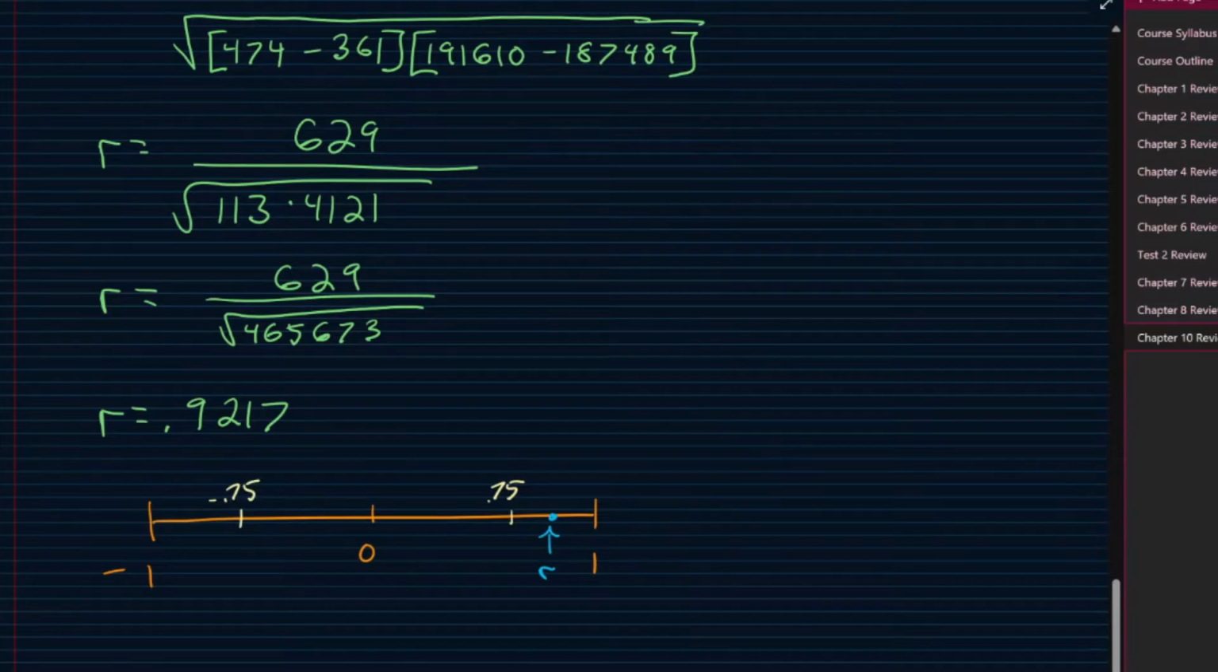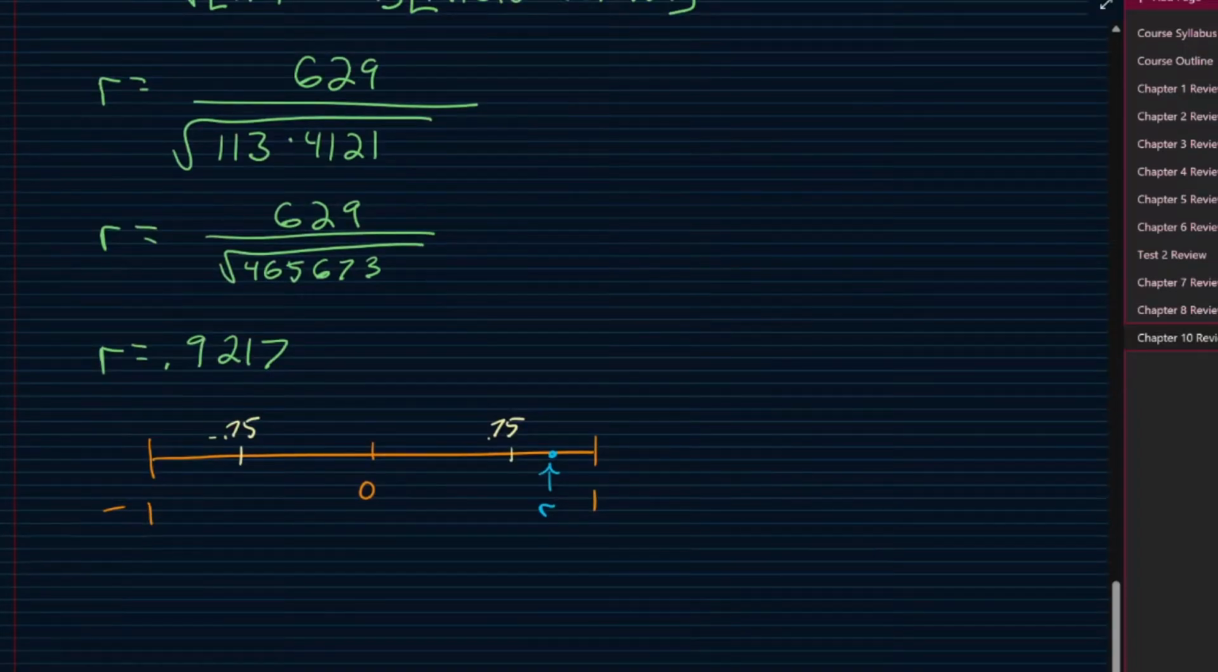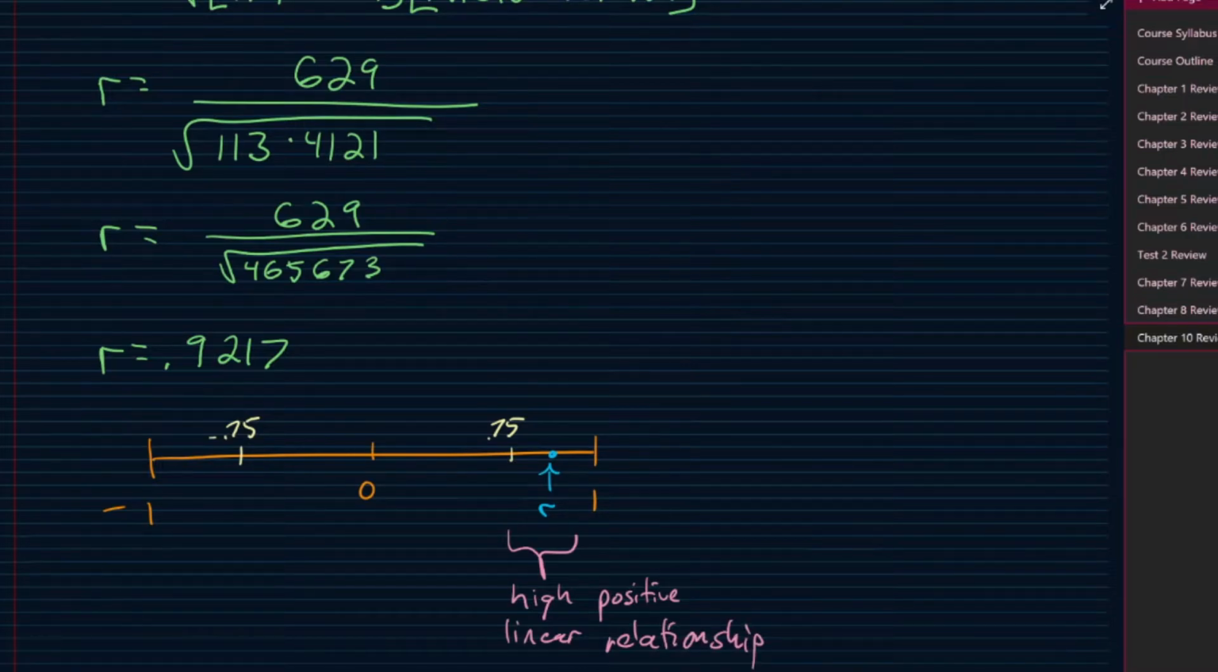So if our r is between 0.75 and 1, that means there is a high linear relationship. Anything in this range, essentially, has a high positive linear relationship. So something like 0.6 is not going to be a high positive linear relationship. It'll just be like a medium linear relationship or something like that.